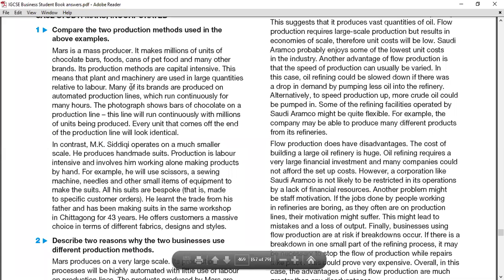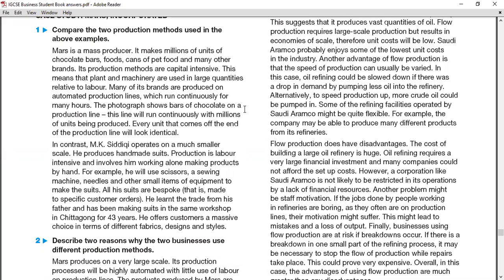Mars makes millions of units of chocolate bars, food, cans of pet food and many other brands. Its production methods are capital intensive. This means that plant and machinery are used in large quantities relative to labor. It's standardized, like batch production, sometimes flow production. You can see millions of products being made.